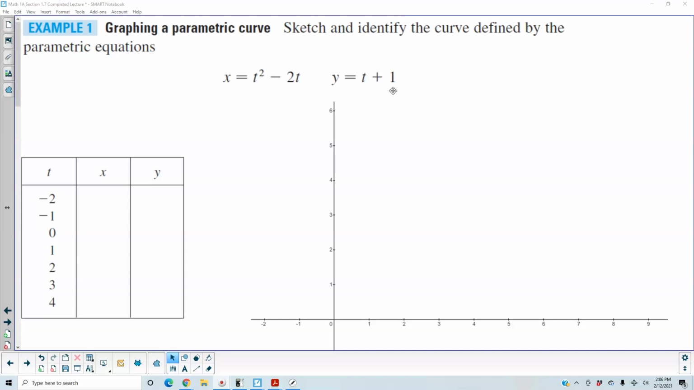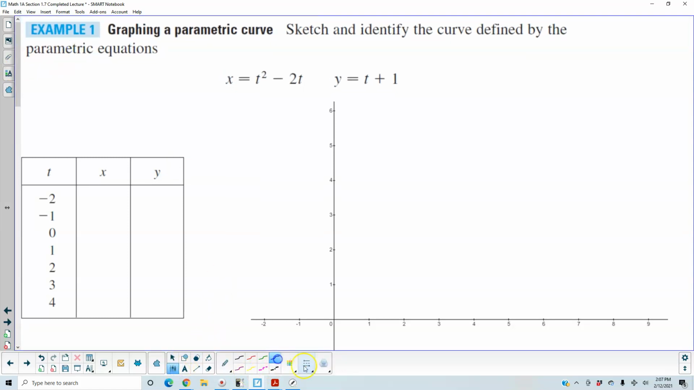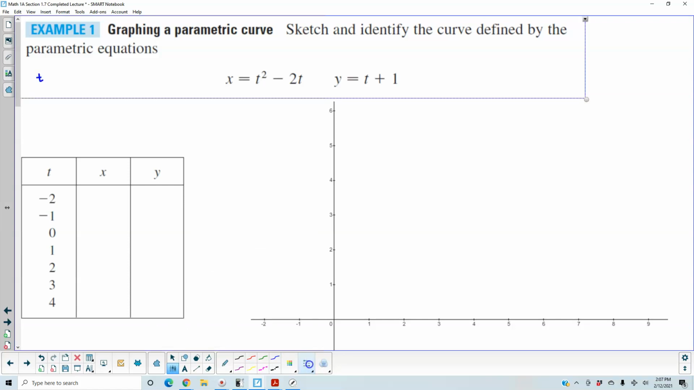Here we have a table on the left where we have the values of t going from -2 to +4. And we're going to find the values of x by plugging t into the first parametric equation, and then the second one. So let's go ahead and do one when t is equal to -2. If we let t equal -2, then we can plug t in for x, so we have -2 squared minus 2 times -2.